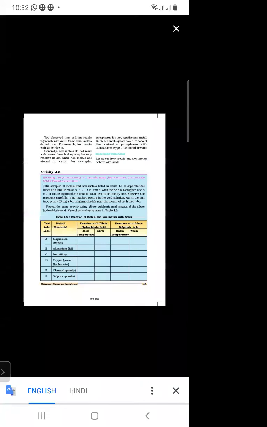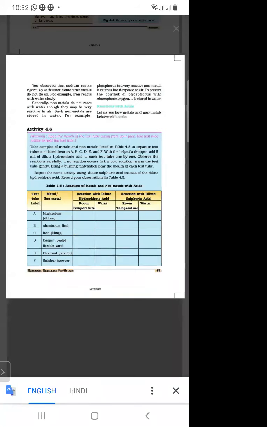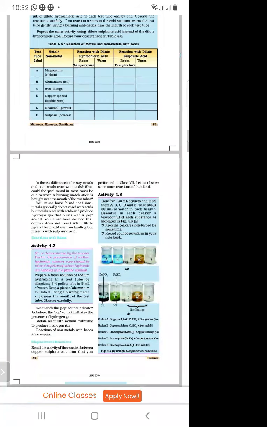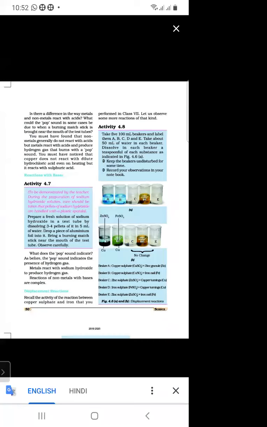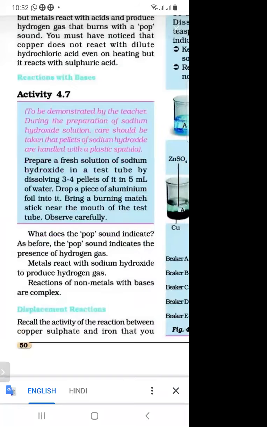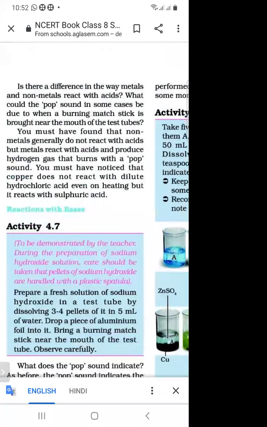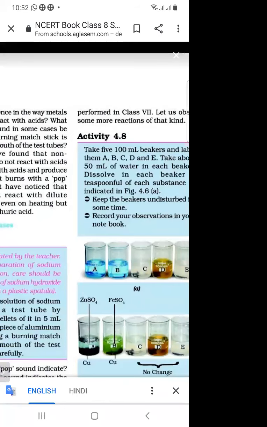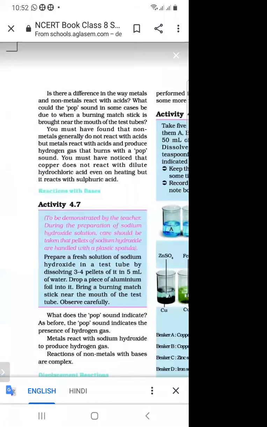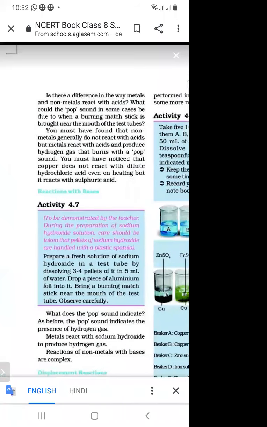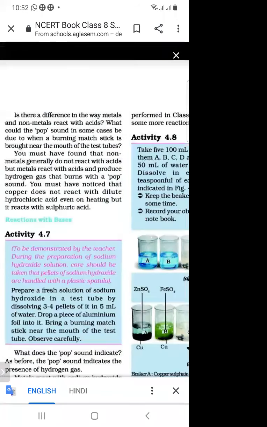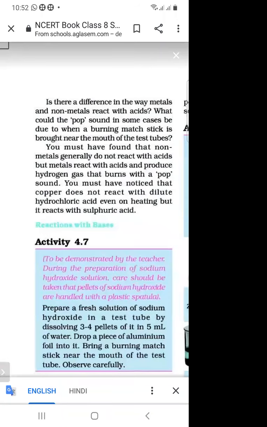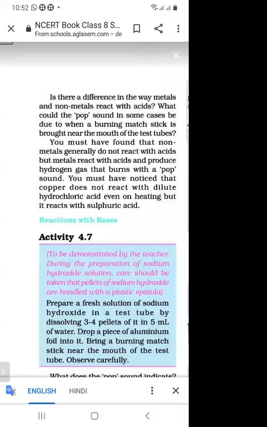What is an acid and what is a base? The substances which are sour in taste are called acids, and the substances which are bitter in taste are called bases. Is there a difference in the way metals and non-metals react with acid? What could the pop sound in some cases be due to? It may be due to the burning matchstick brought near the mouth of the test tube.